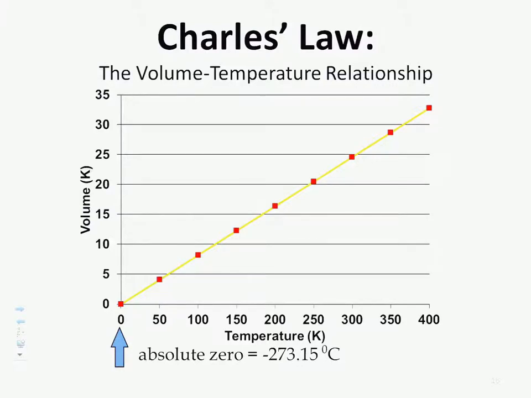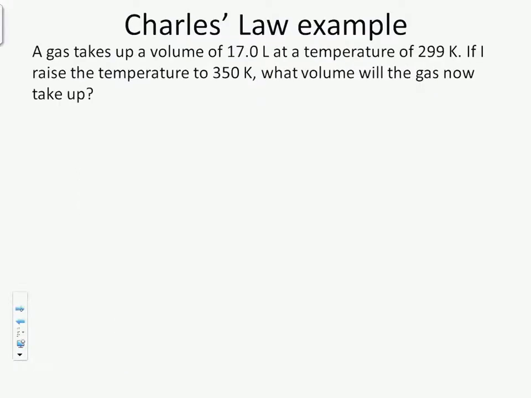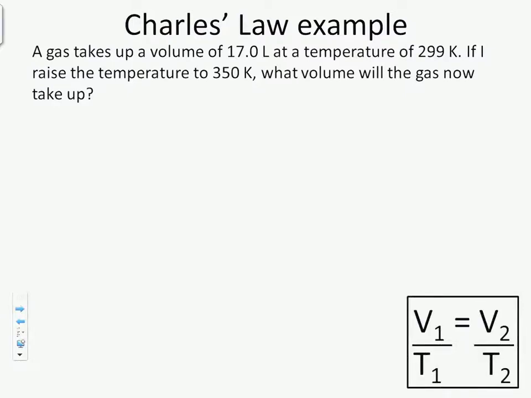Here is a graph that shows the relationship between absolute zero and Kelvin. The reason it works so well is that there is a linear relationship between Kelvin and volume. That same linear relationship does not exist with 0 and 0 being the axis point for the volume-temperature relationship if you use Celsius. Okay? All right, let's do an example. Same way as before, this is Charles' law, so we're going to use this law to figure out what volume the new gas will take up. A gas takes up a volume of 17.0 liters at a temperature of 290 Kelvin. If you raise the temperature to 350, what is the new volume?